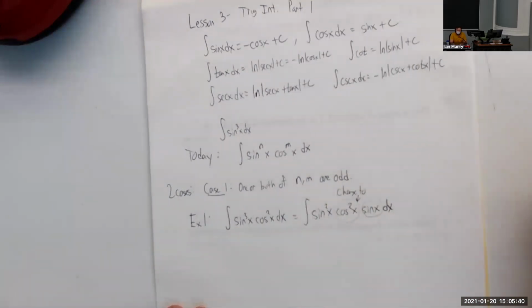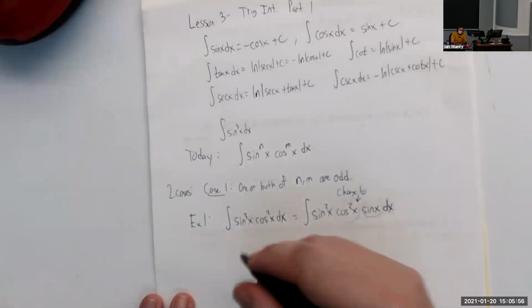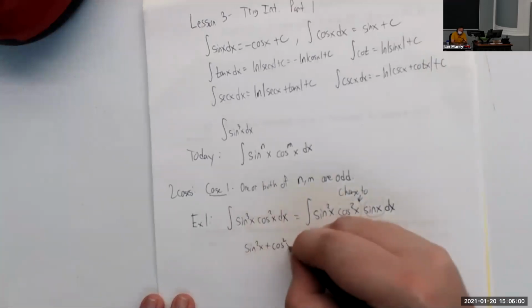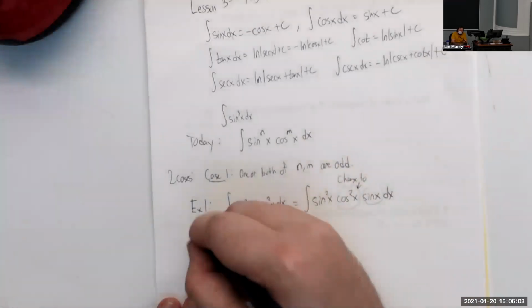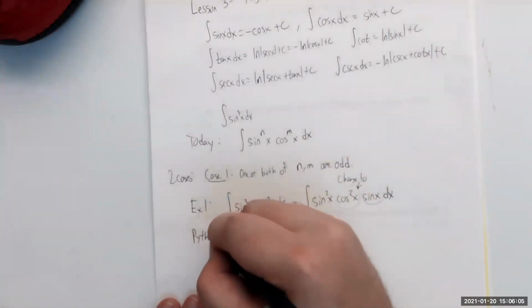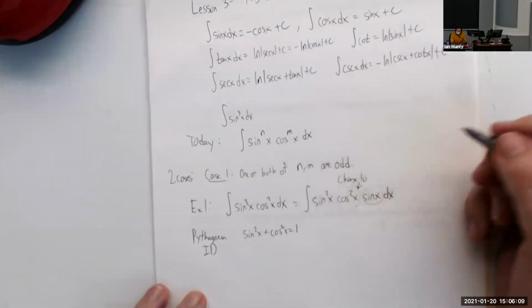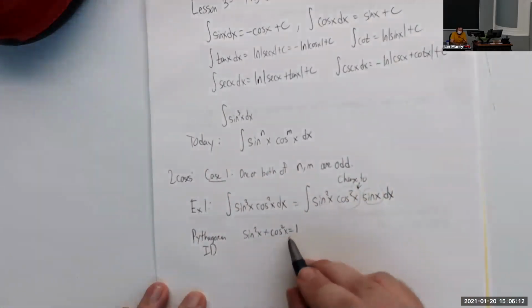I want to take a break and kind of explain what I mean by this. Some of the most common trig identities we're going to be using are called the Pythagorean identities. Does anyone know what the Pythagorean identity is for sine and cosine? That's right. Yeah, so we have sine squared plus cosine squared is 1. So this is the Pythagorean identity. All right. So that's the Pythagorean identity for sine and cosine.